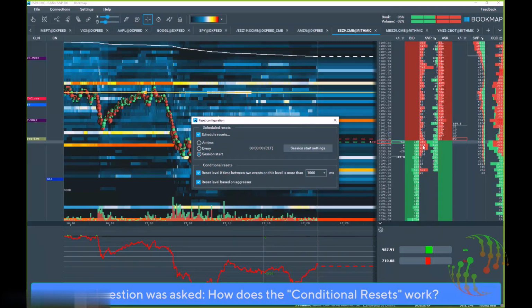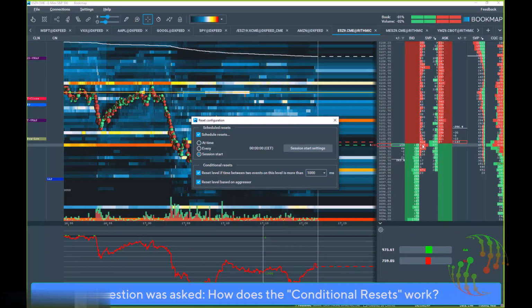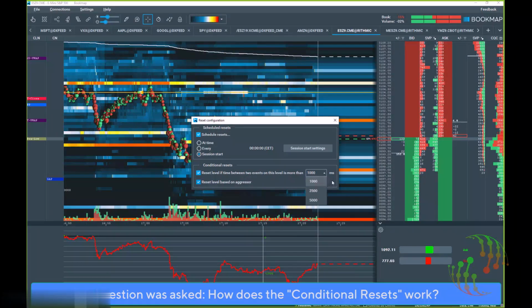You asked. So I understand this now. So if you want to have the conditional reset based more on the aggressor, then you would want to increase your milliseconds. Yes. Because I would assume that the price change is going to happen more often than the aggressor coming in. Yes. So you'd want to set it to 5,000, which is basically 5 seconds. Yeah, but that's really wanted to show the aggressor.